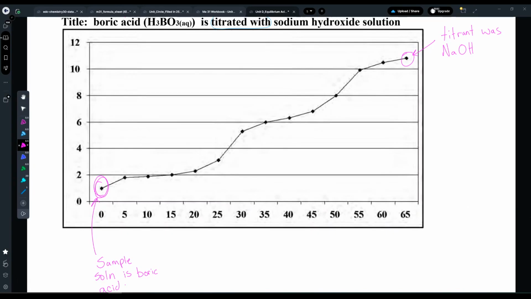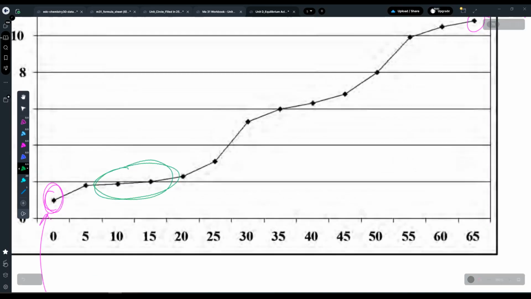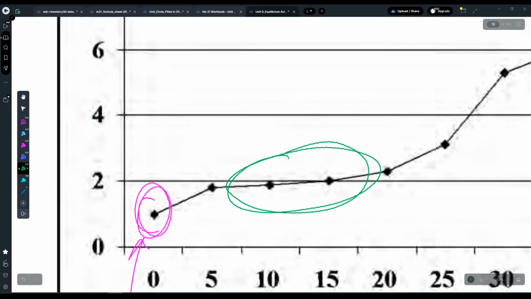All right, so let's look at our buffering areas. These are going to be the flat areas of our pH curve. The only exception being the last flat part, that is not a buffering area. Any flat part but the last flat part is a buffering area. So right here, this plateau, that would be our first buffering area. You could say buffering area or just buffer area, same thing.